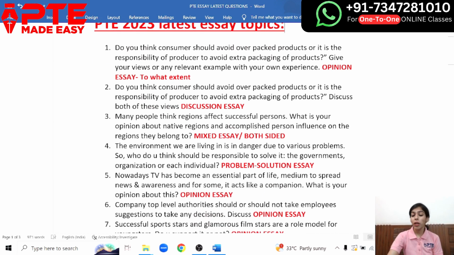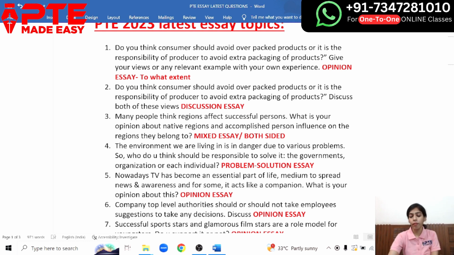Proceeding further, question number 3. Many people think regions affect successful persons. What is your opinion about native regions and accomplished person influence on the regions they belong to? So it is clearly a mixed essay, or both-sided essay. Firstly, they are asking your opinion about native regions.